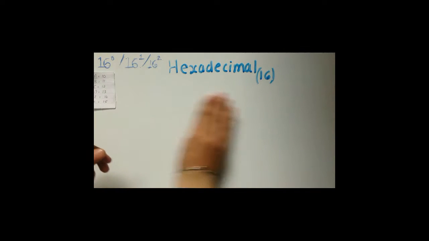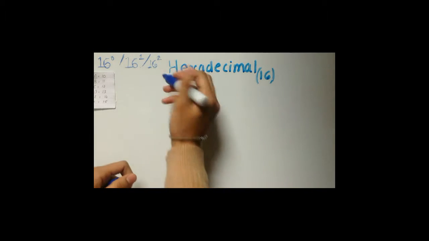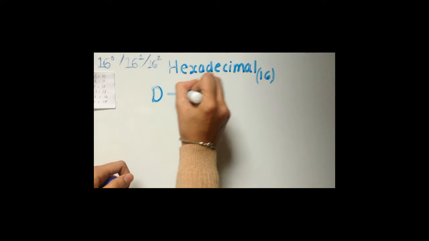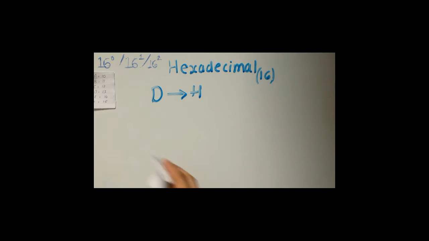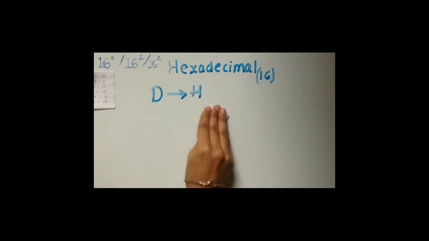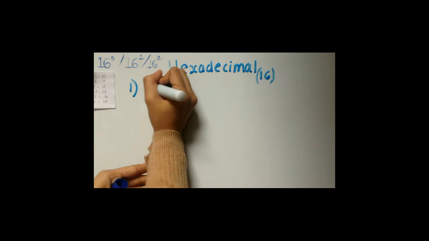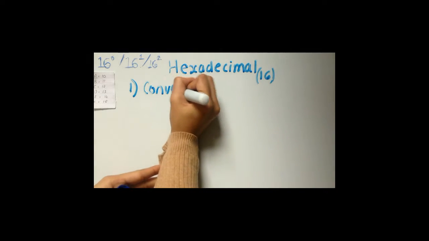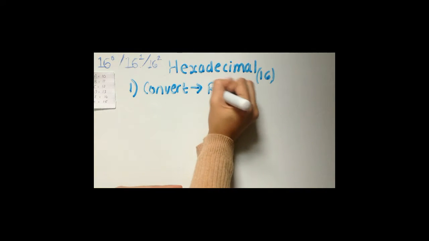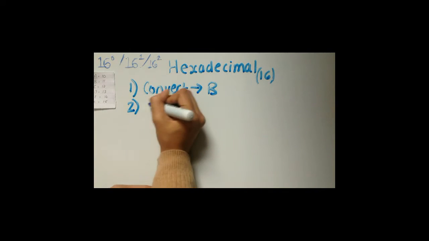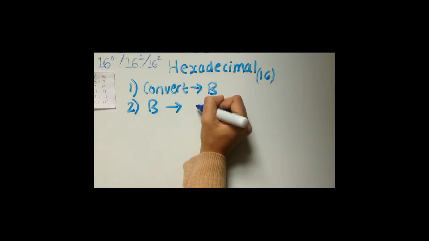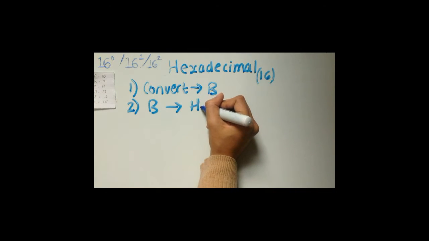An example on how to convert a decimal to a hexadecimal. Now, the first rule is you should always remember to convert any decimal to a binary first, and then the binary will be converted to a hexadecimal. So that's our first rule. Let's make a note. We should always convert to a binary, and then our binary will be converted to a hexadecimal.